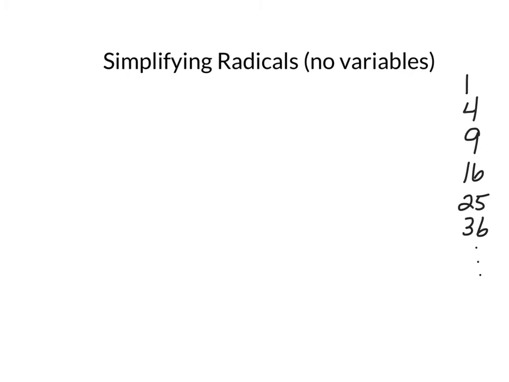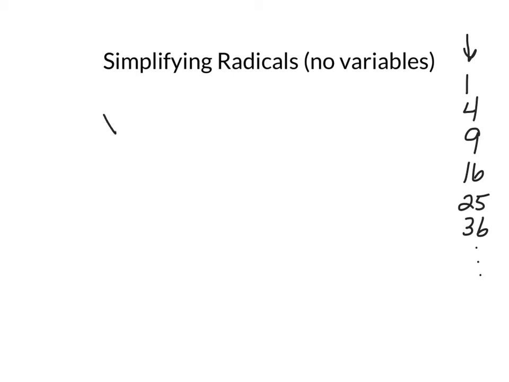Another way to simplify radicals is to use perfect squares. A perfect square is a number that is the product of a number times itself. For example, 1 times 1 is 1, 2 times 2 is 4, 3 times 3 is 9, 4 times 4 is 16. You see my list, and it would go on forever.